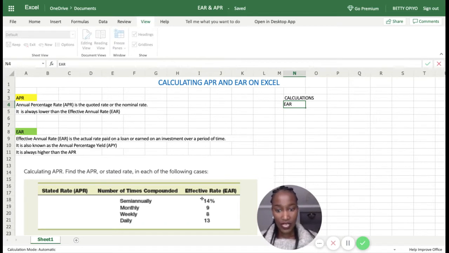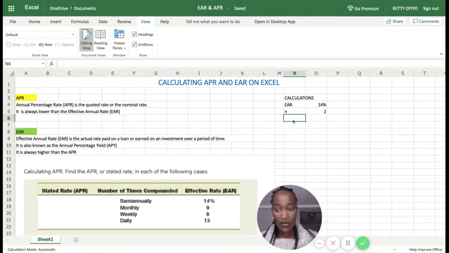Okay, so here we have the effective annual rate. For the first case, we've been given that the EAR is 14%. And the number of times compounded means the number of compounding periods per year. In this case, the first one is semi-annually, which means it's compounded twice, or the interest is paid every 6 months. So this would be N, and N would be 2 in that case, because we have 2 semi-annual periods per year.